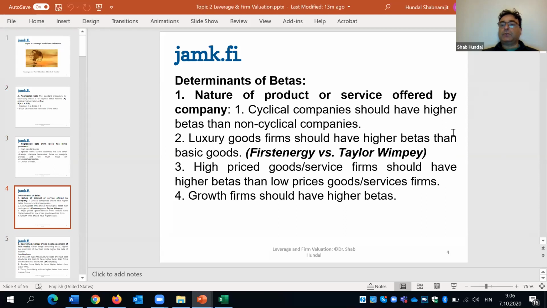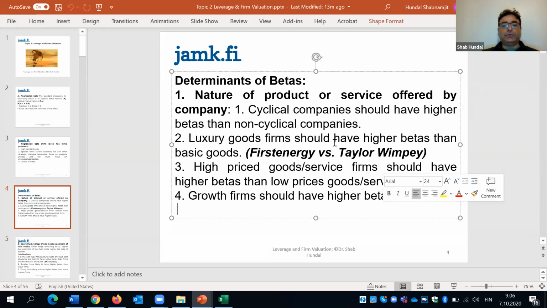All right, so I want to ask you, can you recall, can you think about some factors other than the ones listed here which can have an impact on the beta coefficient? Do you see any other factors which have an influence on beta?